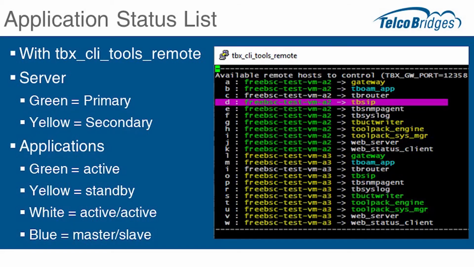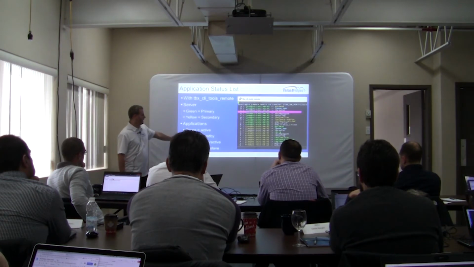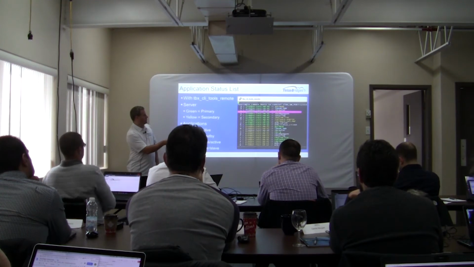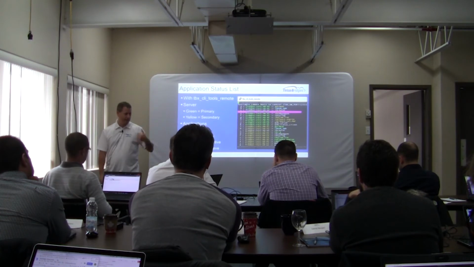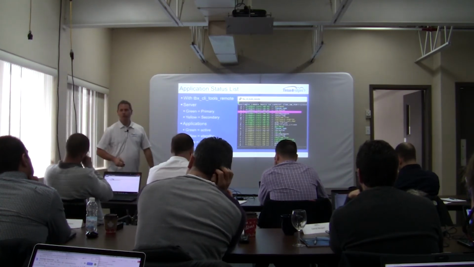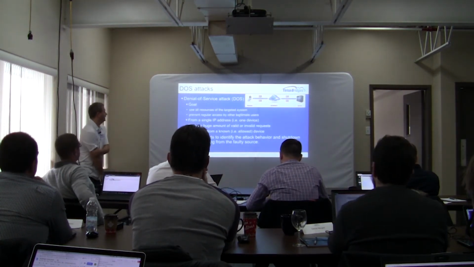The other way is what we saw yesterday. So you can just see here, these are the running applications. You see the green ones here. The green one is the primary, and the blue one is master slave. And then green is active. So you can see it this way as well. This is the TBX CLI Tools remote we tried yesterday.